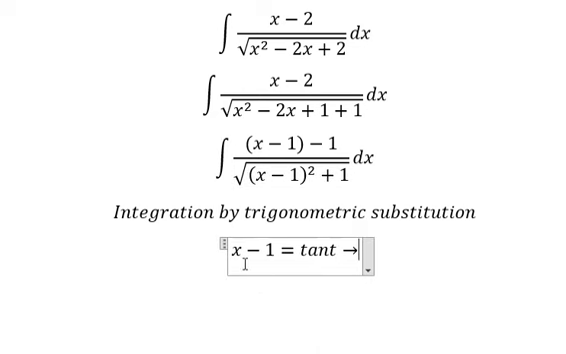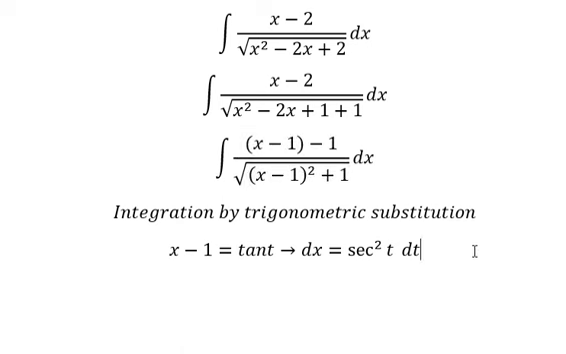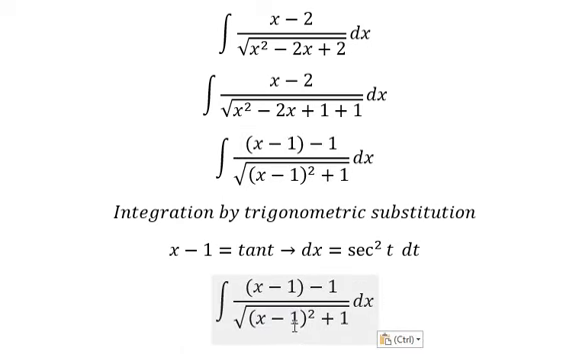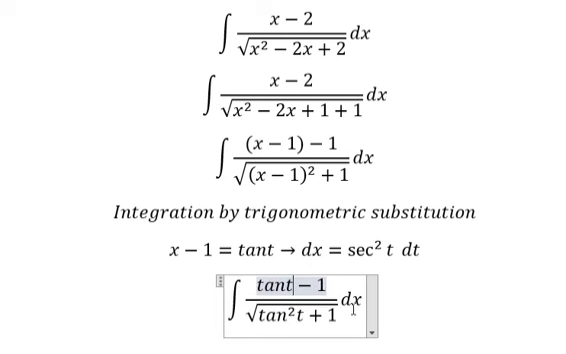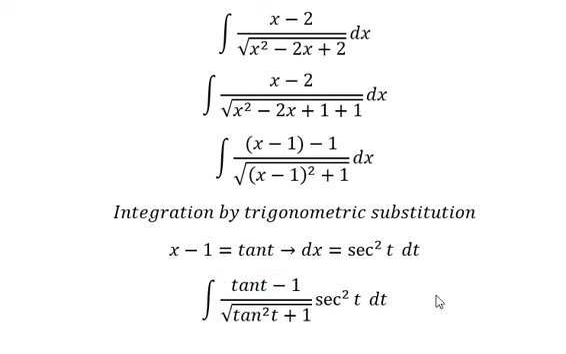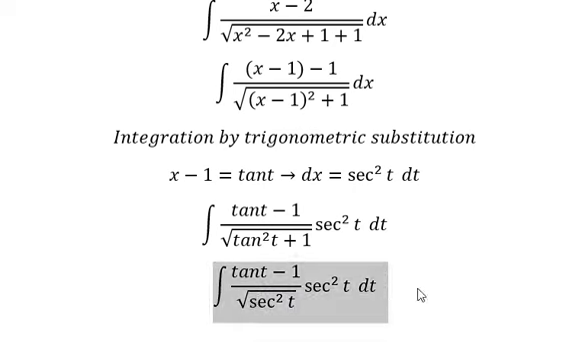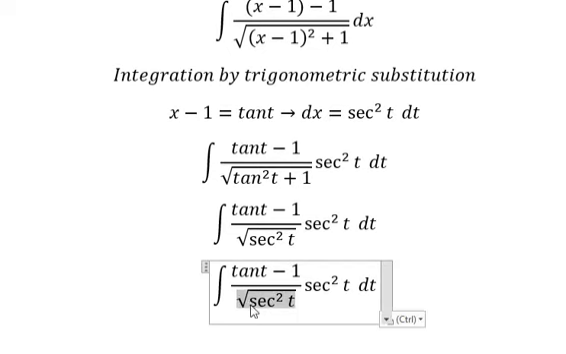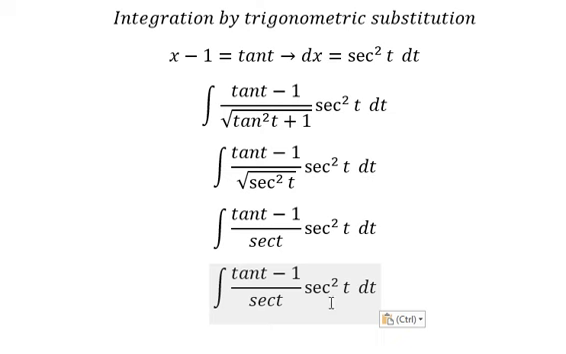Next, we need to first take the derivative of both sides, and now we have this. So s minus 1 we change to tan t, and tan t in here. ds we change to this one, which gives secant of t squared. This one we have secant of t. Now we simplify secant of t.